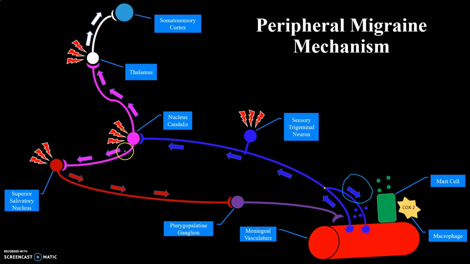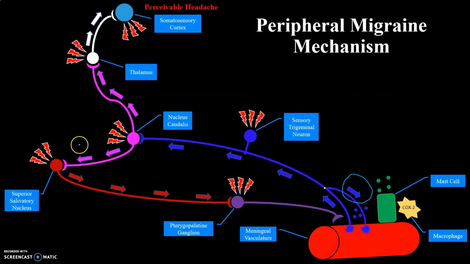The second direction that these action potentials are sent is to the superior salivatory nucleus. And the superior salivatory nucleus is a parasympathetic nucleus that then sends off preganglionic fibers that will synapse within the pterygopalatine ganglion. So these action potentials that are being routed through the second order nociceptive pathways then stimulate the superior salivatory nucleus to begin sending action potentials and signals down the preganglionics towards the pterygopalatine ganglion.